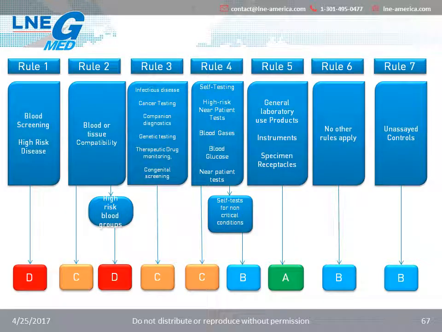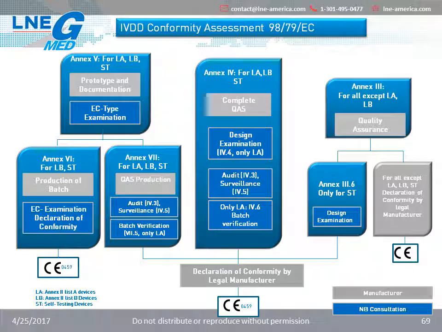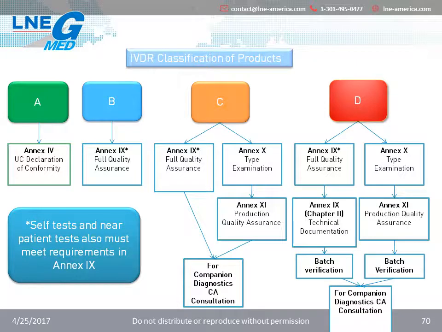And this is just a graphic overview of the various rules along with the resulting classification for each product. The provisions on conformity assessment have been clarified, but continue to be based on the existing system. Here you have an overview of the current conformity assessment routes available to manufacturers per the current directive. Here you will see a very brief overview of choices for conformity assessment.